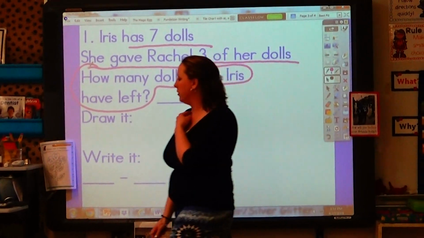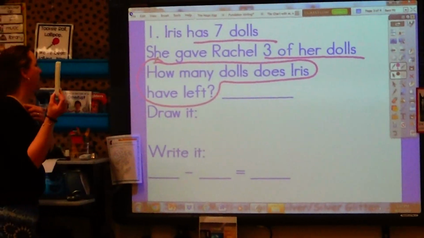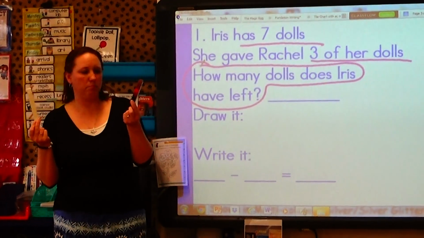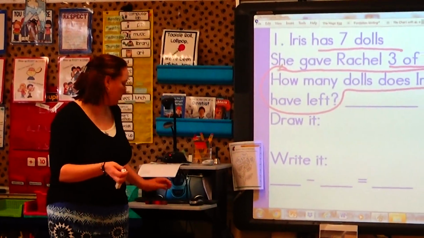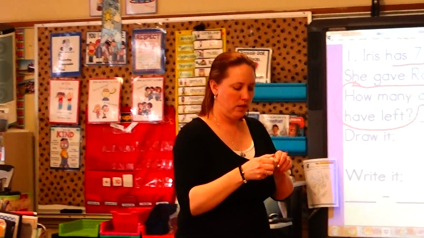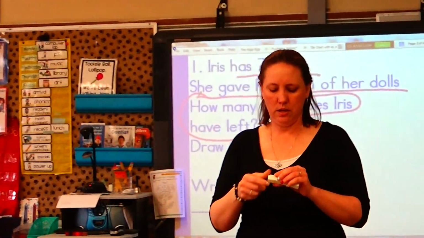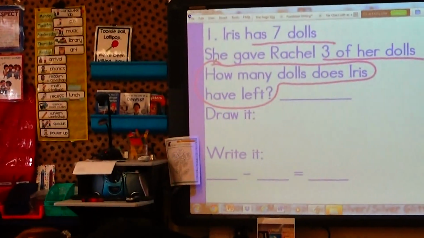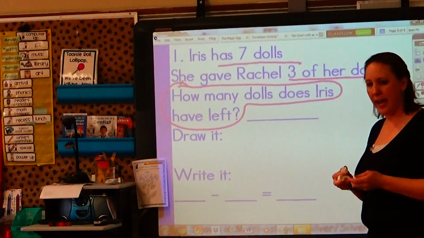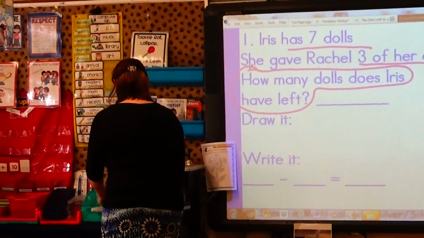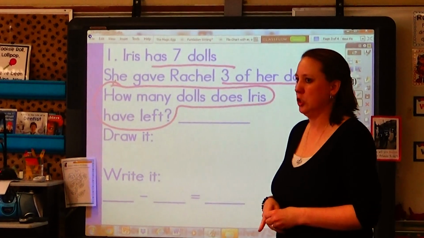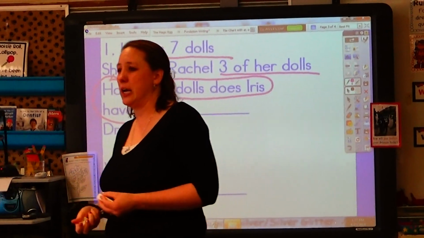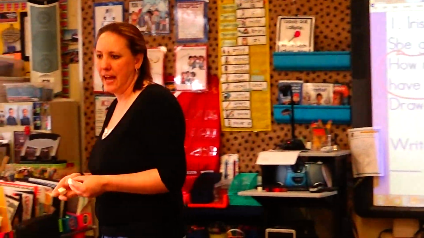Let's use Unifix cubes for this one. I have a bunch of little white Unifix cubes. I have some red ones and brown ones and black ones. Let's try putting them together and see what we have. Iris has 7 dolls, so let's count 7 Unifix cubes. 1, 2, 3, 4, 5, 6, and 7. We have 7 Unifix cubes here. She's going to give 3 of these dolls to Rachel. Do you think she's going to have more or less after this? How many is she going to have left?